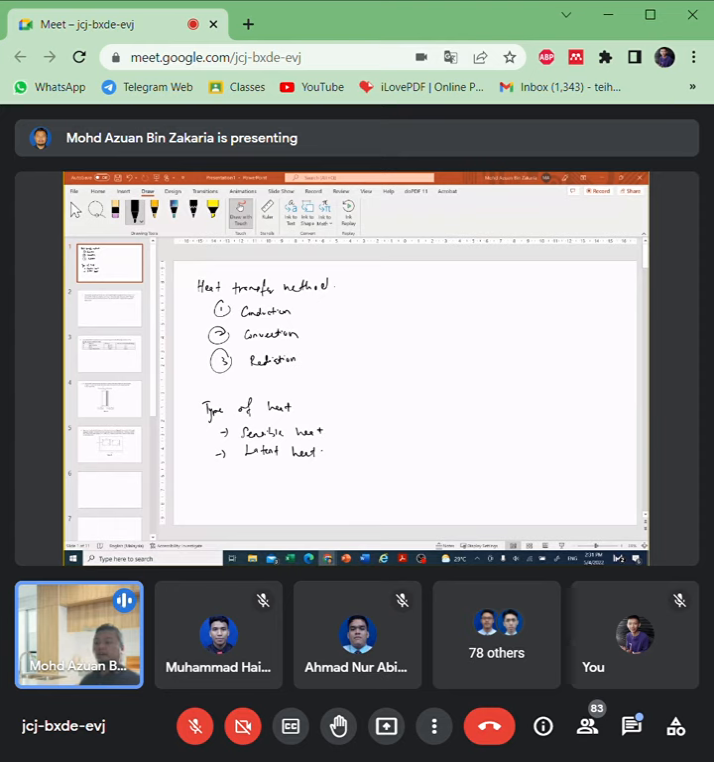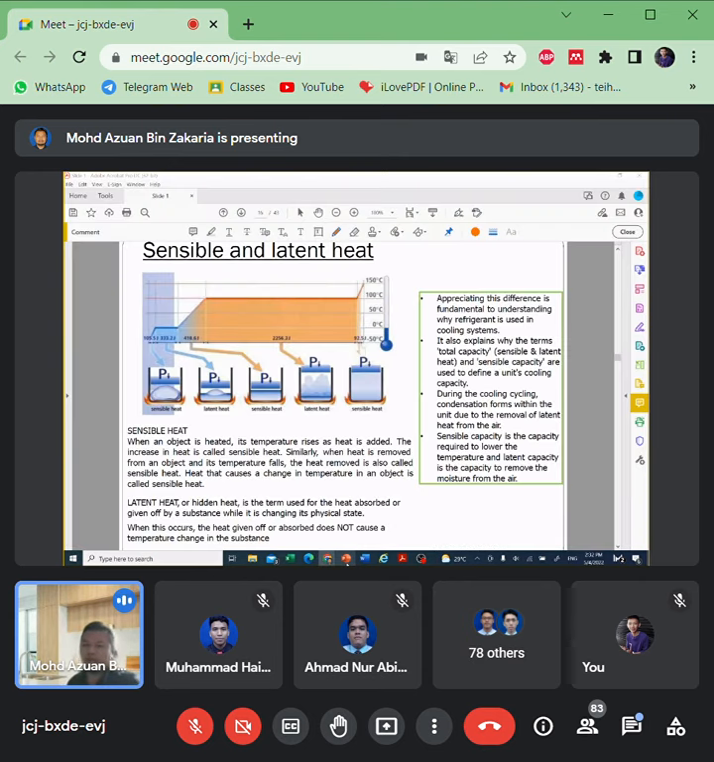Okay, I think I can continue now. Previously, 5-10 minutes ago, we learned about heat transfer methods through conduction, convection, and radiation. But there is one more thing about heat, which is type of heat, such as sensible heat and latent heat. This is quite important also to relate with the air conditioner later.